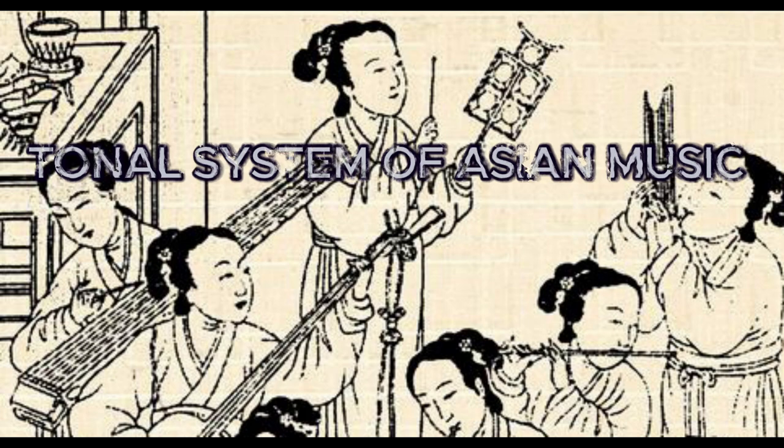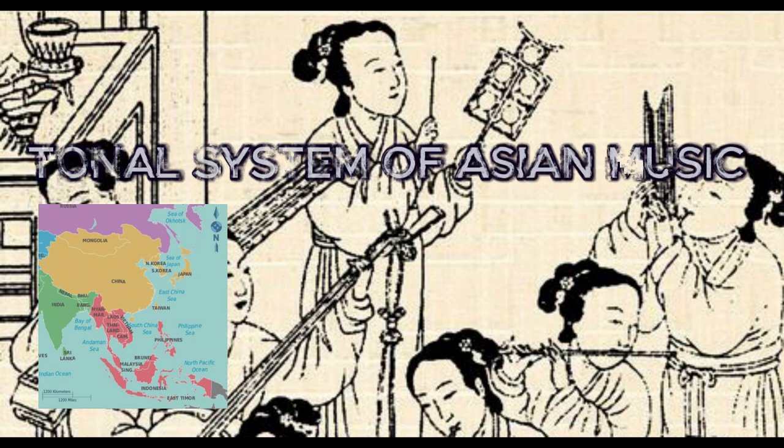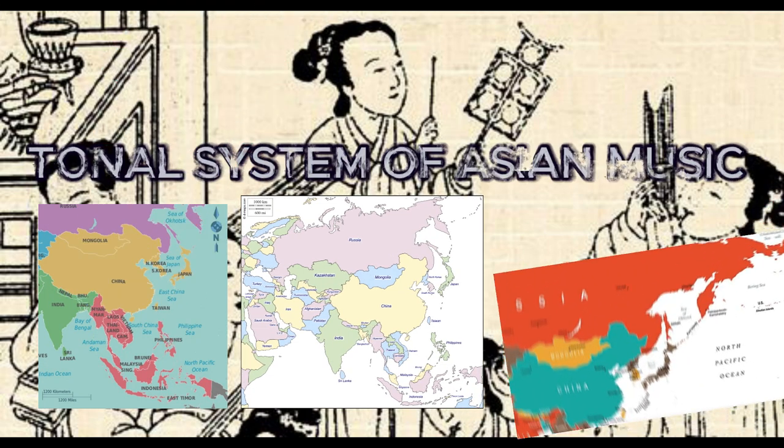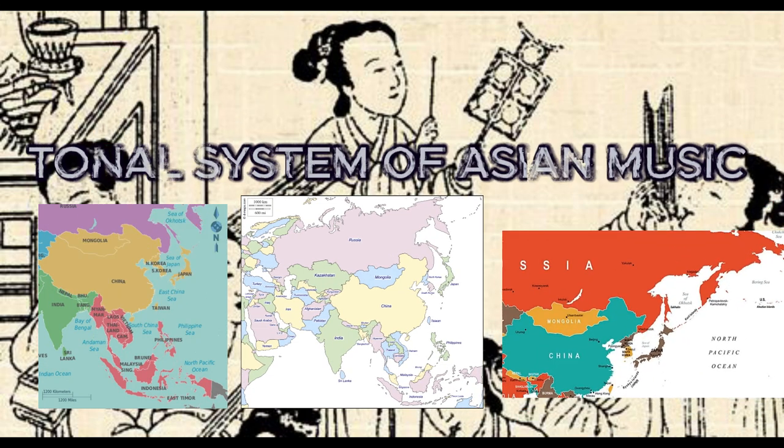The scale used in each country affects a lot in the tonal system of every composition or music practice in a certain region. In Asia, there is a lot of scale pattern present. The archipelago nature of Southeast Asia, and the compact landmass of Central, West and East Asia, says a lot about the variety of musical atmosphere present in the region.